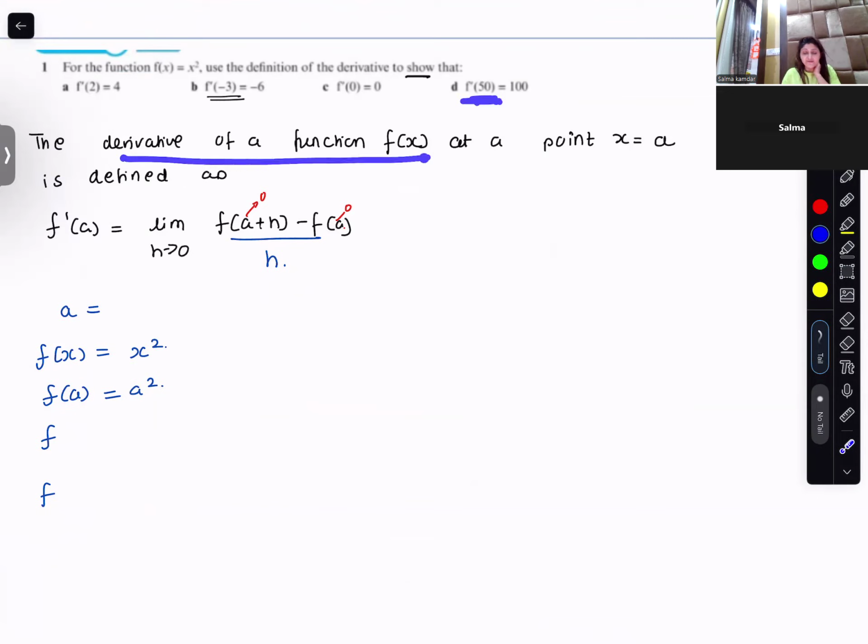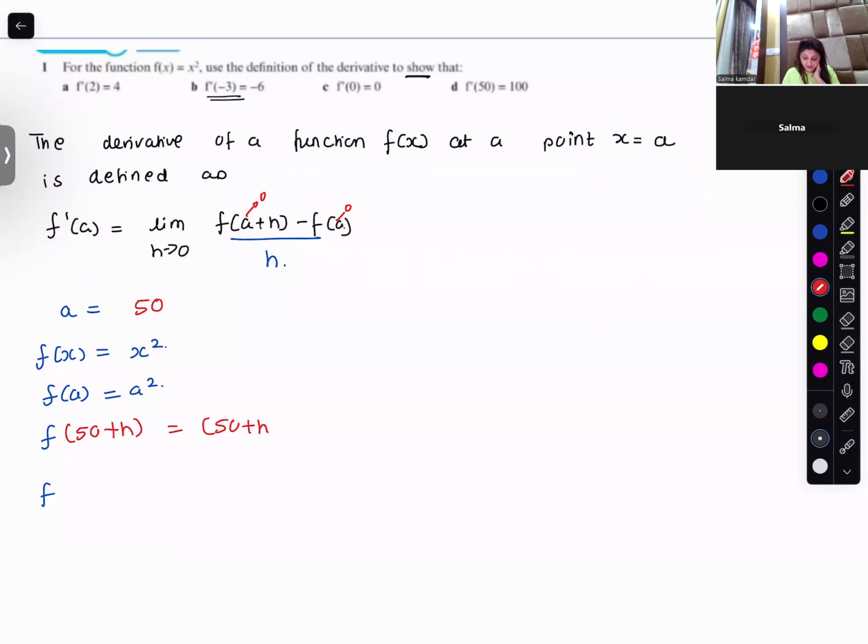I know that the derivative of a function f of x at a point x equal to a is defined as f dash a is equal to limit h tends to 0 f of a plus h minus f of a, the whole divided by h. So here my a is nothing but 50. f of x is x square. So f of a will be a square. So f of 50 plus h is going to be 50 plus h the whole square, and f of 50 will be 50 square.